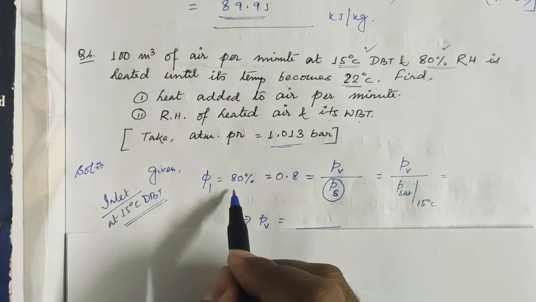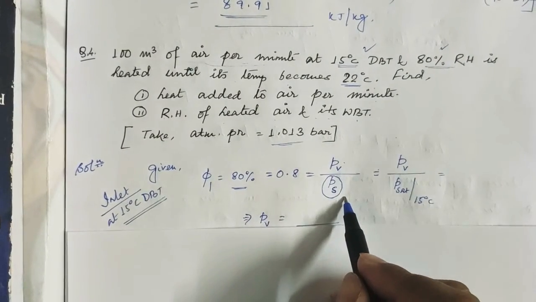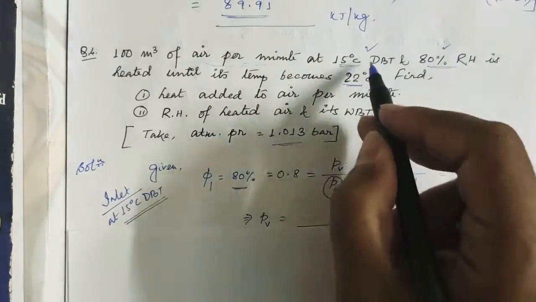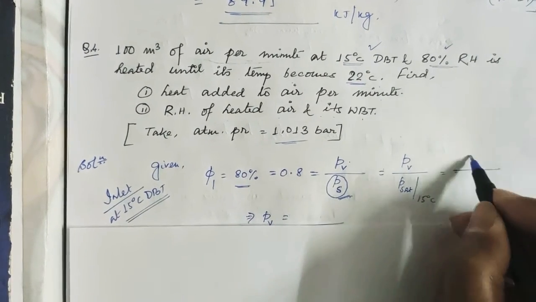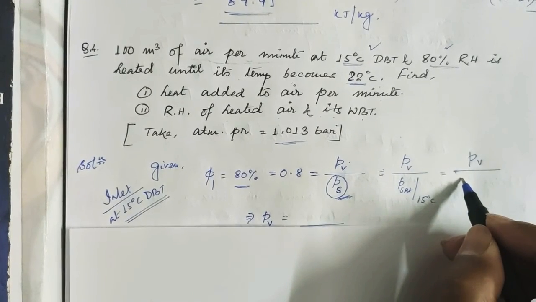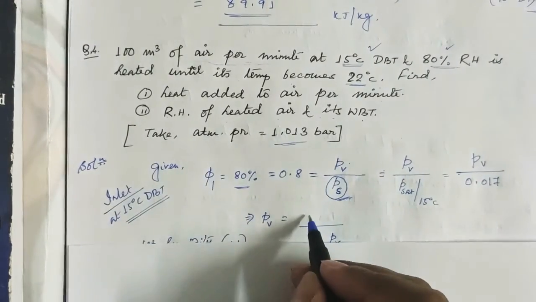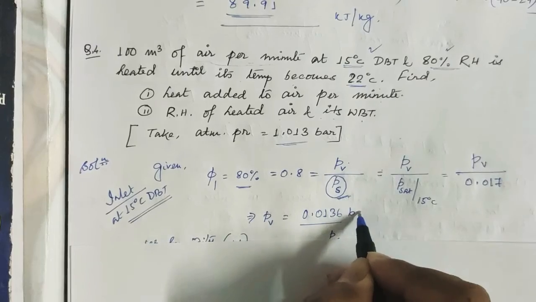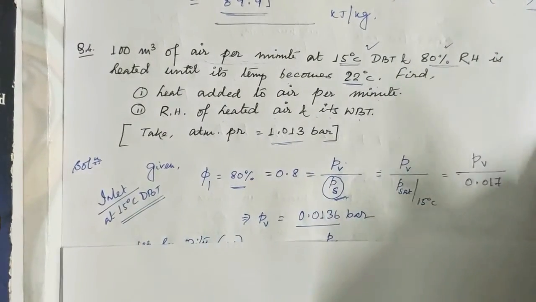So as per the definition of relative humidity, initial relative humidity is the partial pressure of water vapor to the partial pressure of saturated vapor, this one can be found from steam table, corresponding to 15 degree dry bulb. So partial pressure of water vapor is unknown, so PV by PS from steam table, this value is 0.017. So the value of PV will be 0.0136 bar. That is the calculated value.